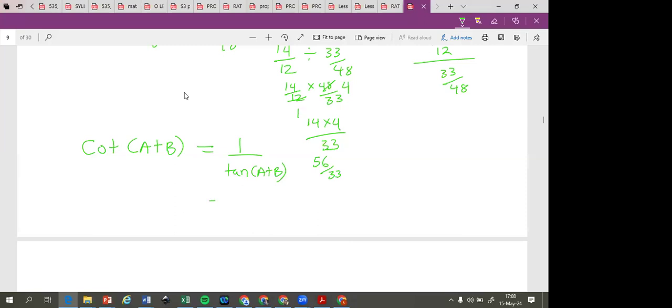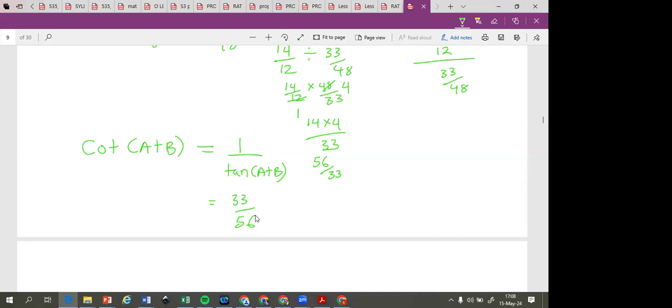Members, if at all we want quotient, what would be our answer? 33 over 56. 33 out of 56. You just make a reciprocal of your answer. Any question, members? Are we good to continue?